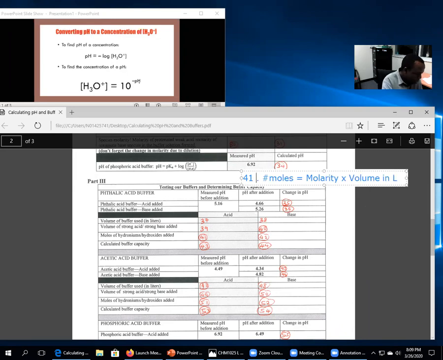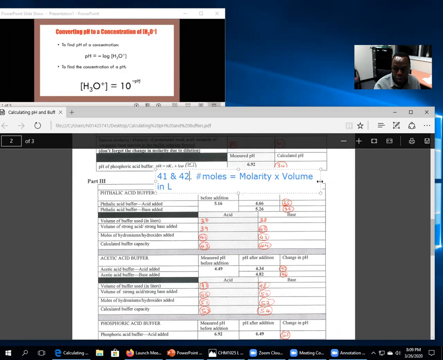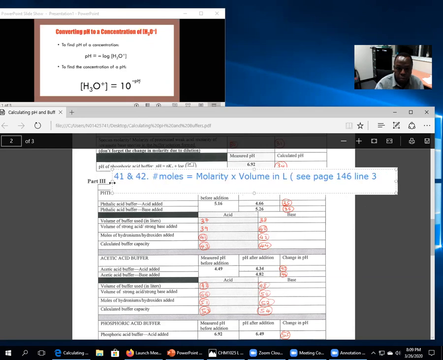I should have said 42 as well, to show you how to find the number of moles. This is from page 146, line 3 or step 3, you want to call it. That's what you need to remember in terms of 41 and 42.